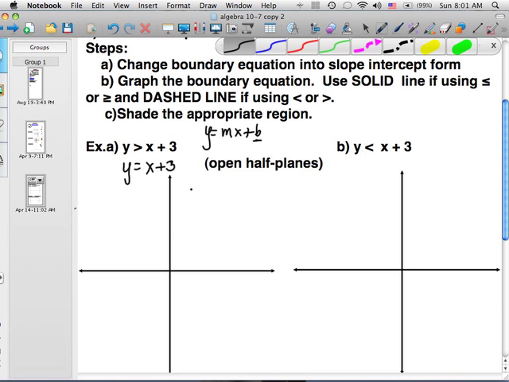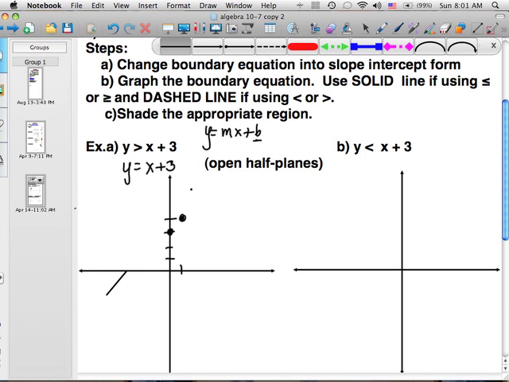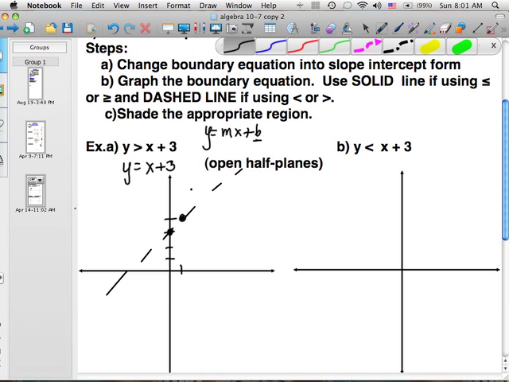So we're going to graph 0, 3. That would be this point here. The number in front of x is 1. That's a slope of 1, so that means up 1, right 1. And then we draw a line through those points. It's going to be a dashed line since it's greater than. And the area we want to shade, greater than, would be above. So we'll shade this area here.